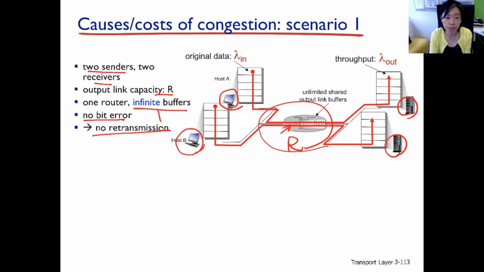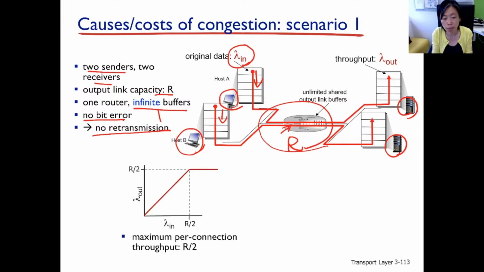Now let's assume that there's no bit error, therefore there's no need for retransmission because there's no packet drop and no bit error. Now let's use lambda in to denote the rate at which host A and host B are injecting data into the network. Host A and host B are actually raising the rate as time goes. Let's use lambda out to denote the amount of data that arrives at the receiver. When lambda in is really low, as we increase lambda in, the more data we send in here, the more data comes out here. So lambda out will increase accordingly.